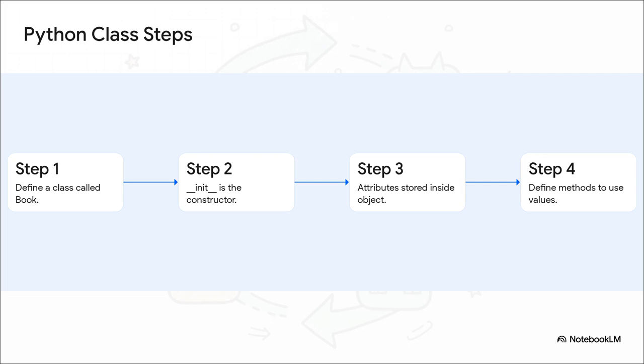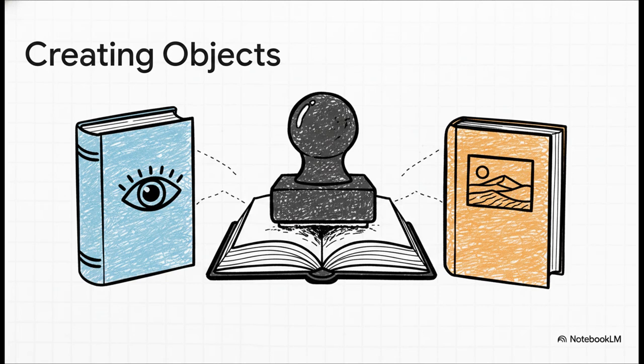Step 1 is super simple. Typing class book tells the computer we're drafting a brand new blueprint called book. Step 2 introduces that init method. In Python, this acts as our constructor, and it runs completely automatically the moment a new object is created. Step 3 is where we use the word self. Things like self.title and self.author are the attributes physically stored inside the object. And finally, step 4, we define our custom methods, like show_details, which can then grab those stored values to actually do something useful. So, how do we use this book blueprint in practice?